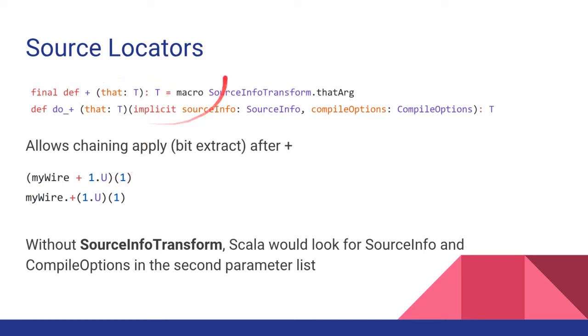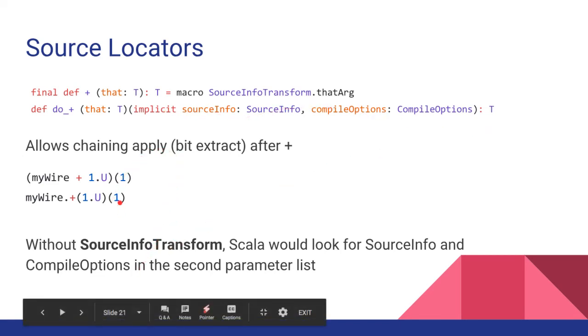And so what this macro does is it allows you to write this, which is the same thing as this, and then the macro says, I see this part here. This is clearly not trying to pass these implicits. This is clearly calling dot apply. Do I have a slide that does that? No, I should have done that. This is clearly trying to do a bit extract. I see that these implicits are necessary. Because they're implicits, I know how to go materialize them, and it's going to inject an extra argument list right here. So what this really looks like is myWire.do_+(1.U), which gives it a source locator, gives it compile options, and then now let's extract bit 1.